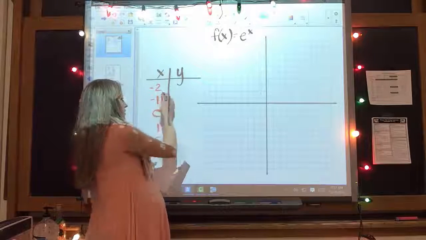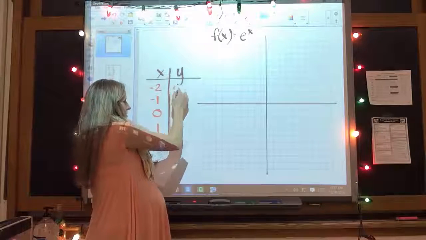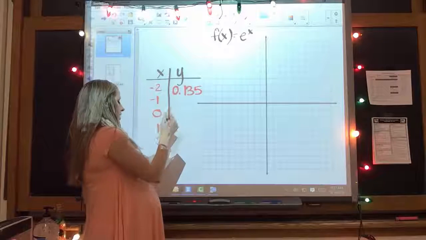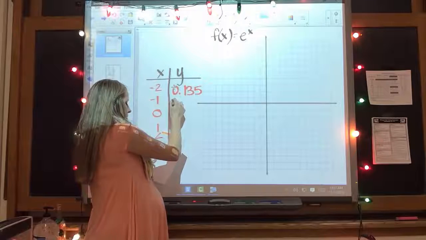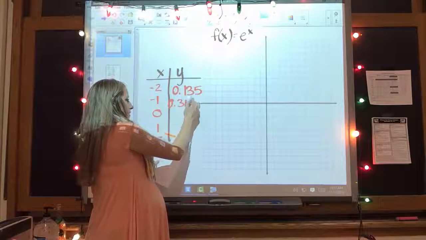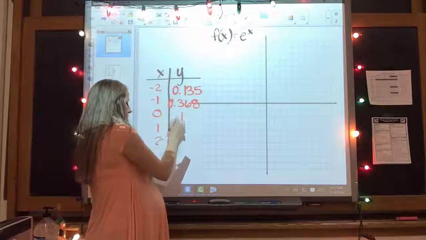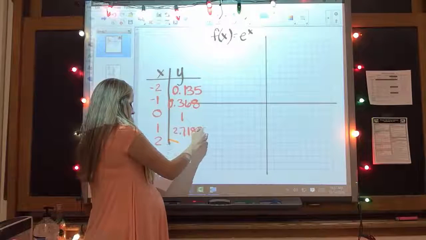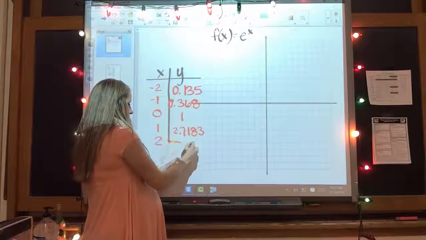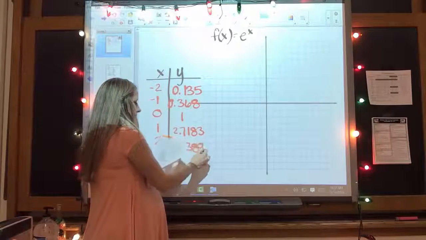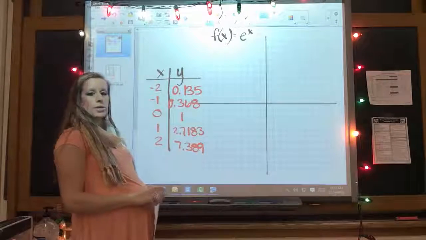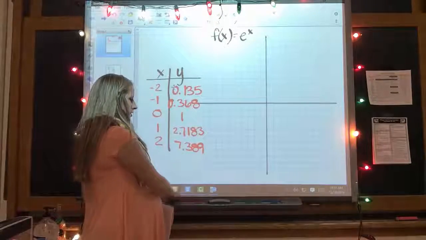So when x is -2, my y is 0.135. -1 is 0.36801. 0 is 1, and 1 is 2.7183. And 2 is 7.389. And we're going to plot those points. Just do the best you can.